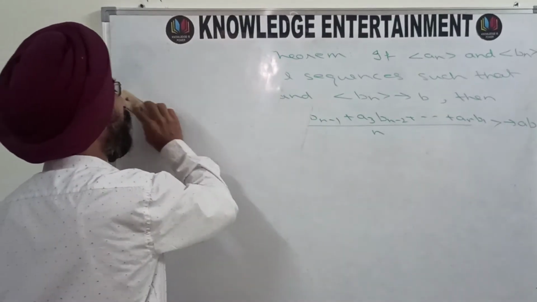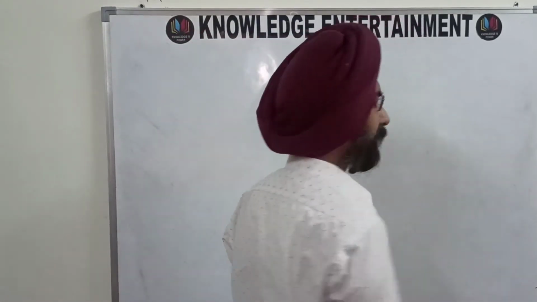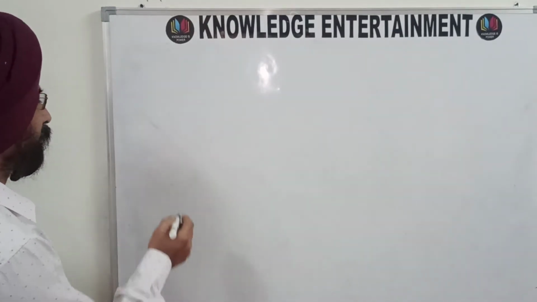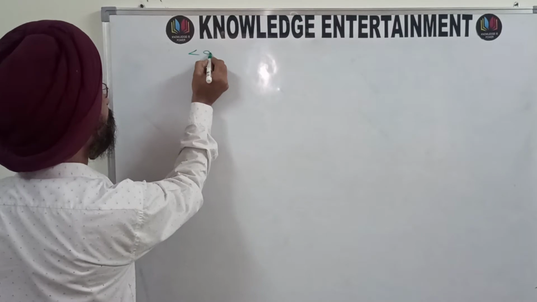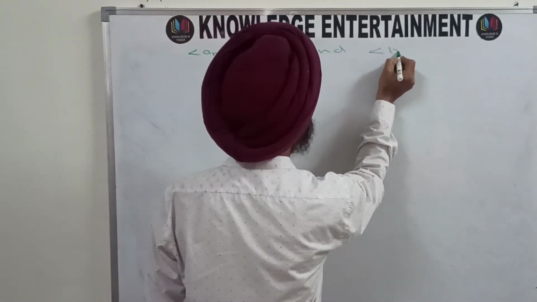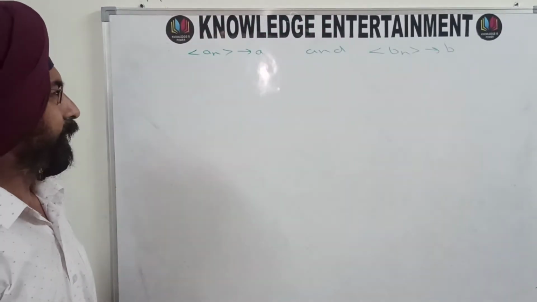The proof is not difficult, but we will make use of Cauchy's first theorem on limits to prove these two theorems. So we are given that the sequence An converges to A and the sequence Bn converges to B. This is given to us.